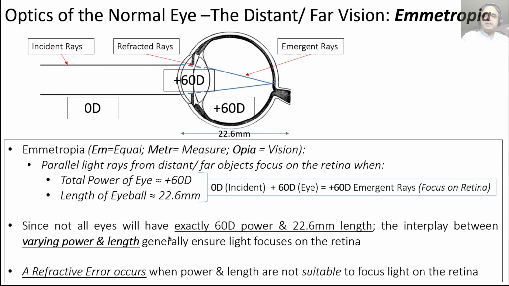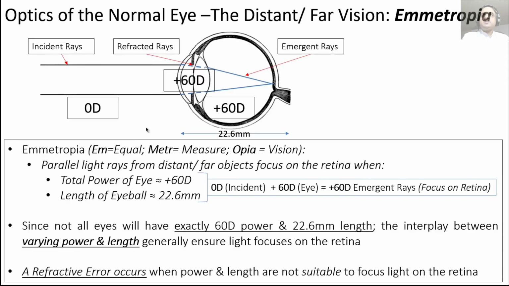Since not all the eyes would have exactly this length, not all of them would have 60 diopters of power. There's going to be some variation in power depending upon the length, so that the light rays are still focused on the retina, with everything still within normal limits, which is 22 to 24 millimeters. A refractive error is going to occur when the power and length do not match to focus the light on the retina. And we'll see how that happens just in a bit, I promise.